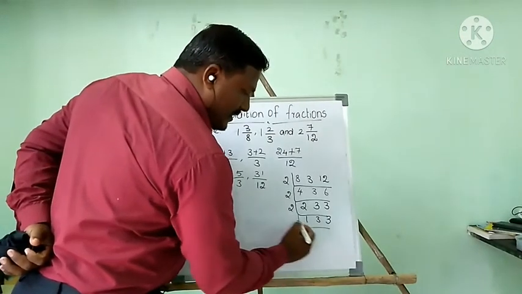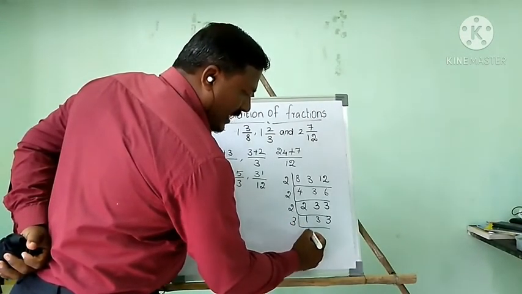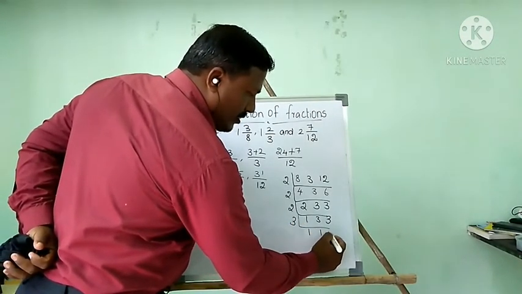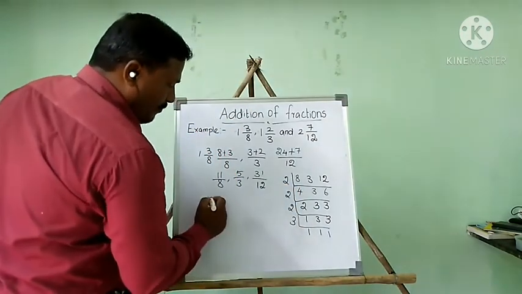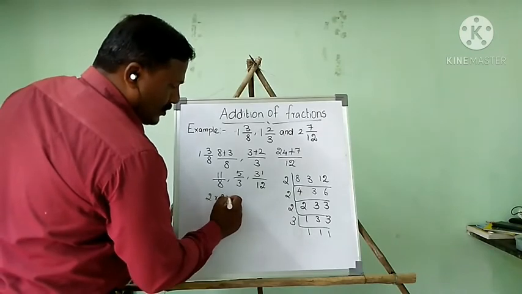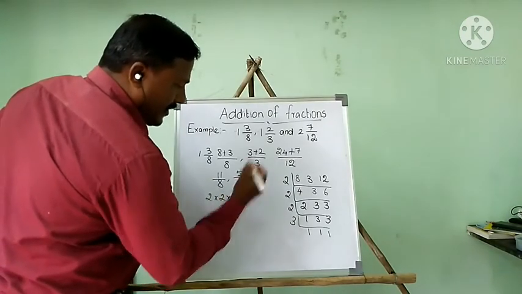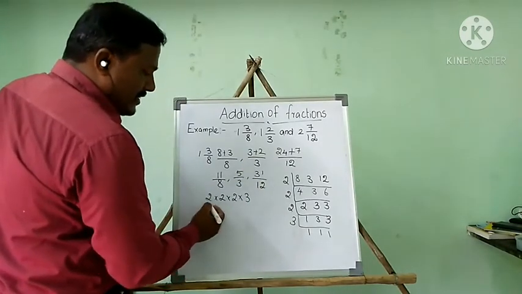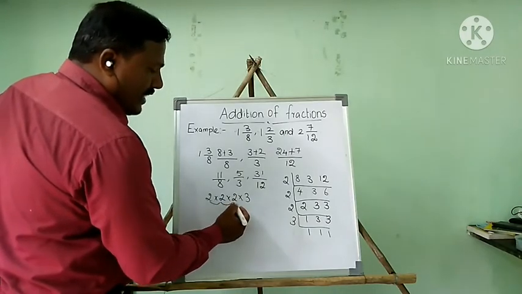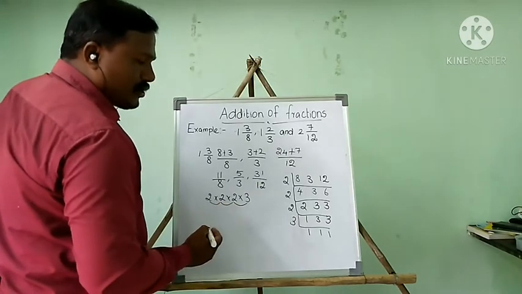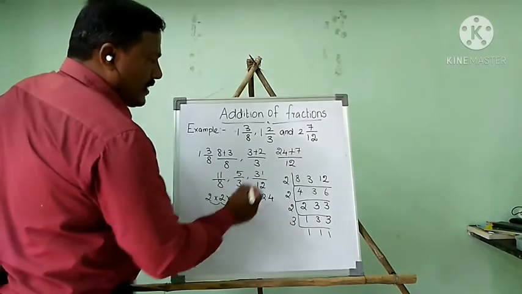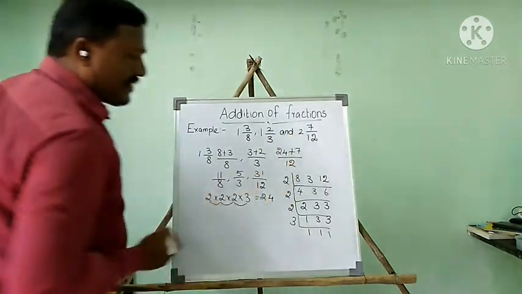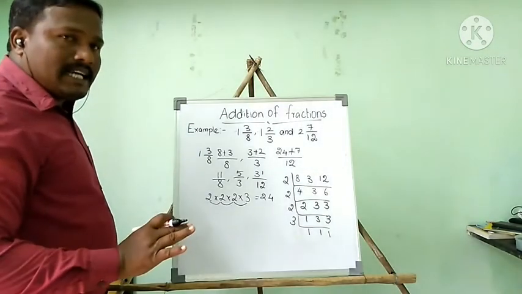Again I will divide by 3, 1 as it is, 1, 1. Now if you take all the factors, so 2 into 2 into 2 into 3. If you multiply all these, 2 2s are 4, 4 2s are 8, 8 3s are 24. So 24 is the LCM of all the denominators.